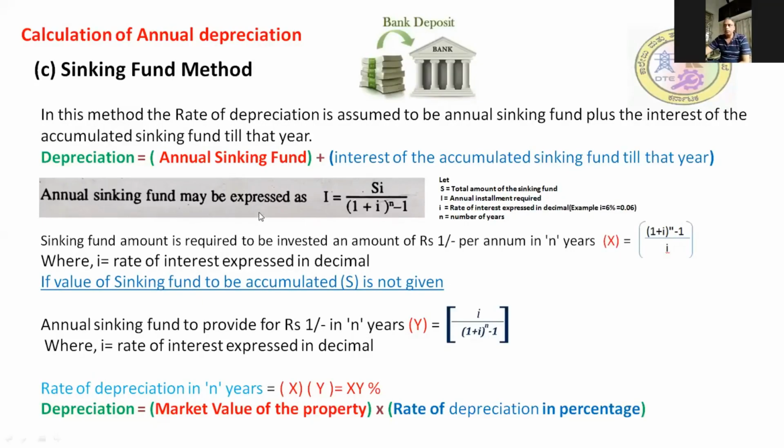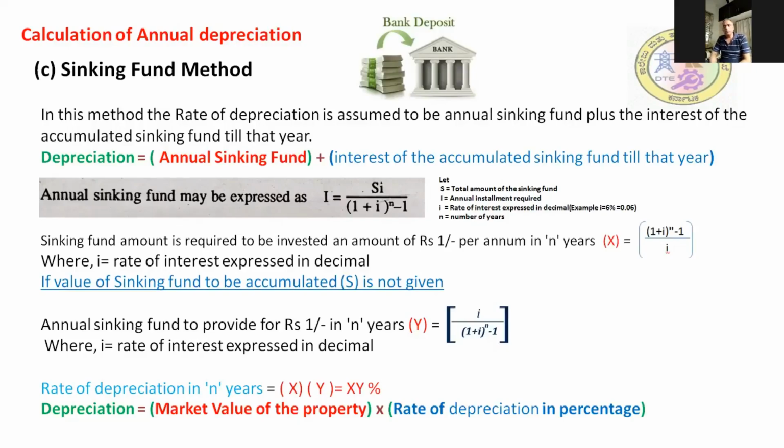Therefore, we know the formula: I is equal to S i divided by (1 plus i) to the power of N minus 1, where S is the total sinking fund to be accumulated during the lifetime of the project, and I is the amount of installment to be deposited to get the total sum S of the sinking fund at the end of each year. Here i is the rate of interest for the accumulated sinking fund at the end of each year, and N is the number of years, that is the useful life of the project. This is the formula we use to calculate the annual sinking fund.